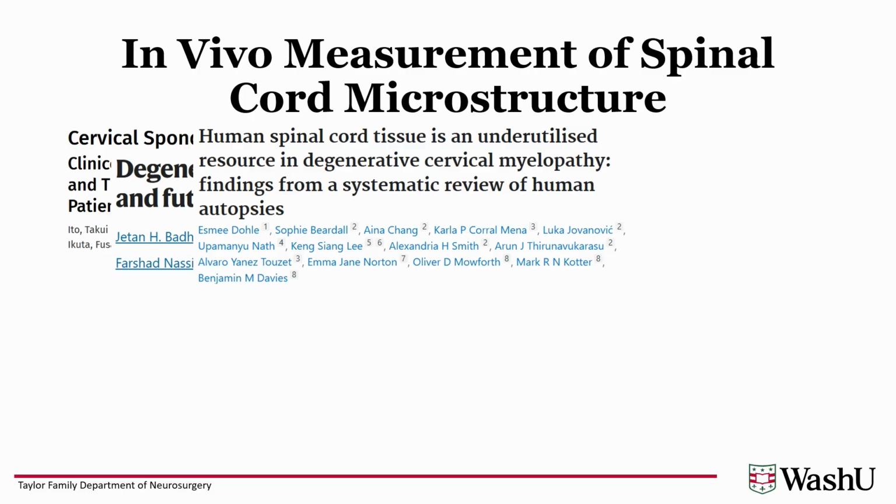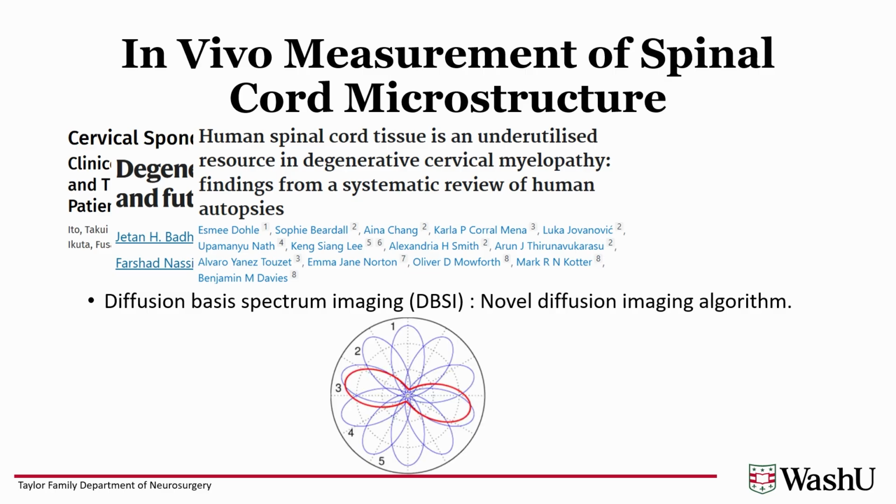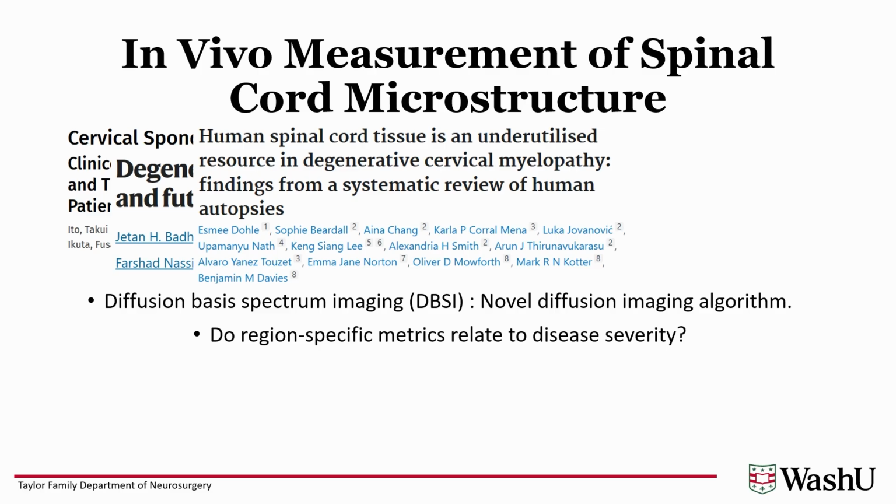There are no in vivo methods to visualize that so far, but there is an imaging modality, diffusion basis spectrum imaging, which constructs known diffusion basis functions, then takes the diffusion signal from the diffusion weighted image and fits that signal to the functions to find the best fit. From that best fit, it can gauge the structure of the tissue. But the question is, do region-specific measures relate to disease severity in patients with degenerative cervical myelopathy?